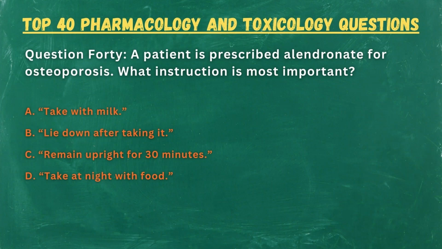Question 40. A patient is prescribed alendronate for osteoporosis. What instruction is most important? A. Take with milk. B. Lie down after taking it. C. Remain upright for 30 minutes. D. Take at night with food. Answer: C. Remain upright for 30 minutes.